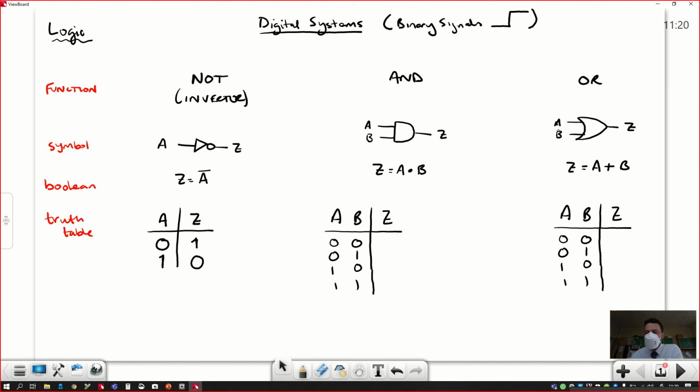All we're doing is identifying all the possible combinations of input. So if you've got 2 inputs, it's always going to look exactly the same. It's the output column that will be different, because the output column is dependent on the function. So in this case, it's A and B.